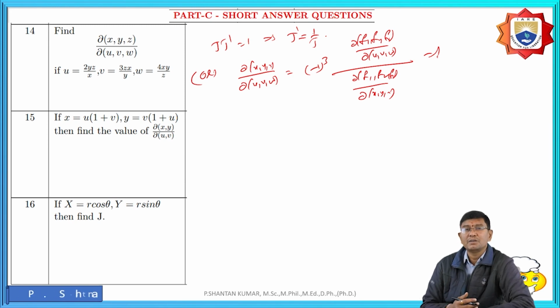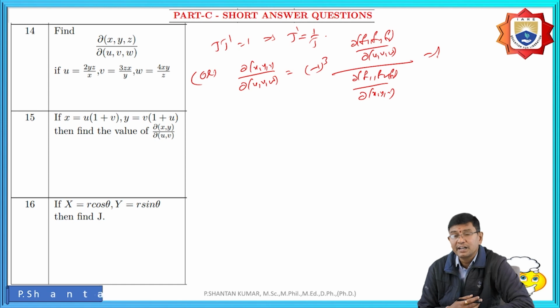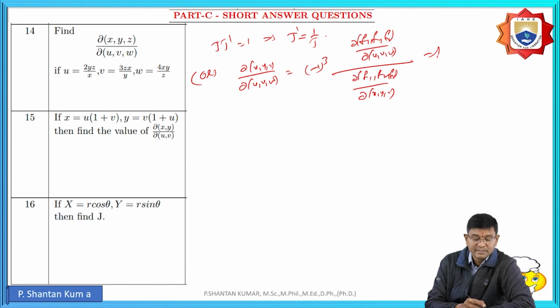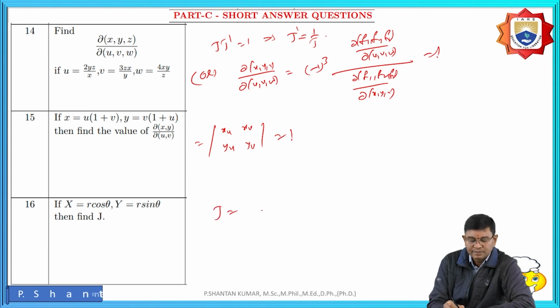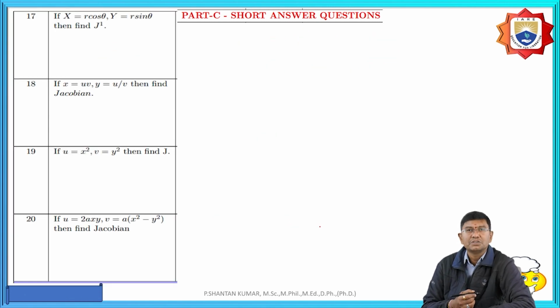Because here, the dependent variables are x, y, z, but the independent variables are u comma v comma w. But the given functions u, v, w are the dependent, and the independent variables are x comma y comma z. And the next one is also like xu and xv, yu, yv. You find the solution. And next, j is nothing but xr, x theta, yr, y theta. Find the solutions. We get them properly and directly, without facing any problem.